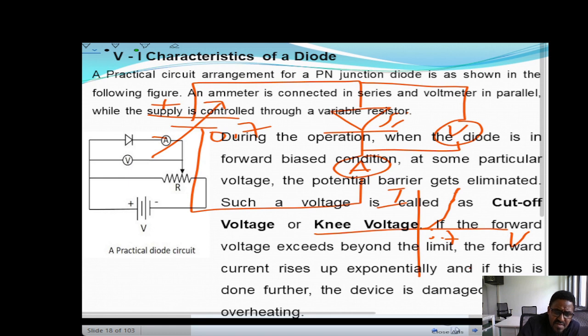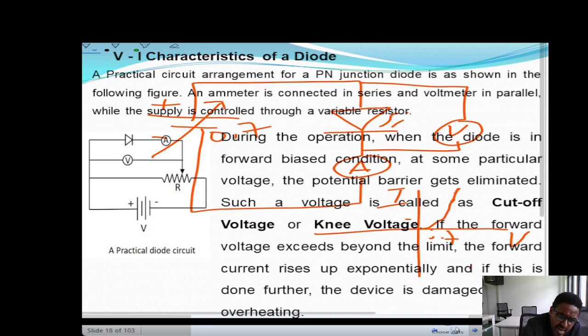So during this forward condition, when our source exceeds the limited forward voltage, the diode becomes damaged. So the forward voltage must not exceed the limit of forward voltage. So this is the output characteristic of the forward condition.